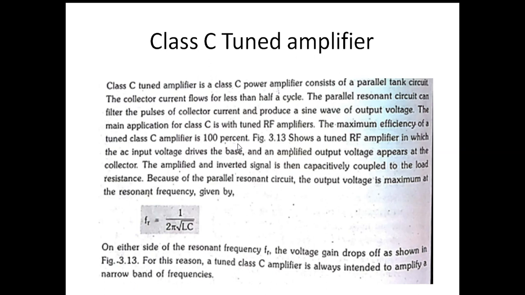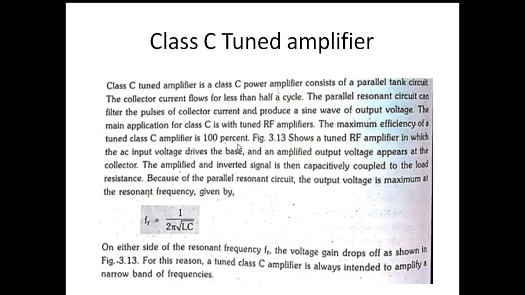Okay. Therefore, by going on reducing the period of the signal, proportionally the efficiency is increased. This is the advantage of the class C amplifier.